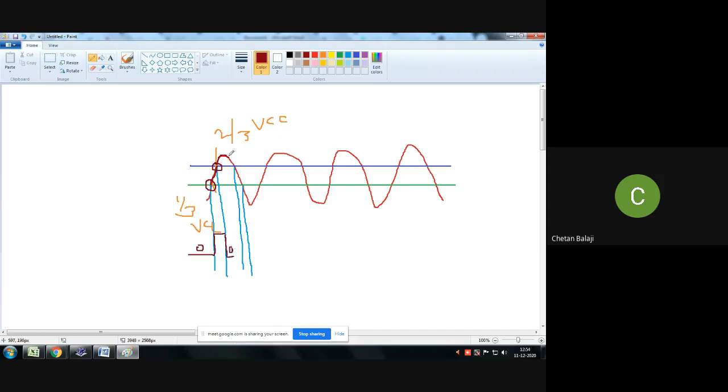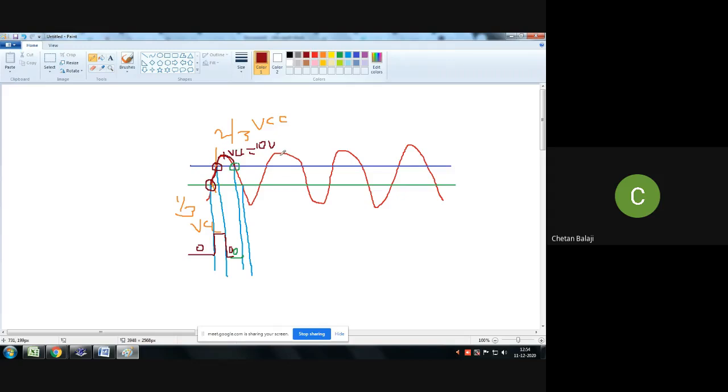So input again reaches this maximum. This is called the VCC point. Let me say VCC is 10 volts. Then input will come back down to 0, and output will come up to this point. This is again 2 by 3 VCC. Till that point, output continues to be 0 only.